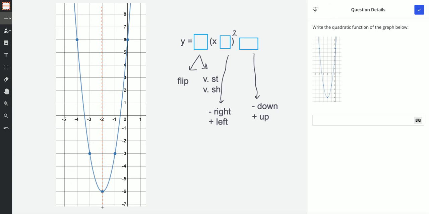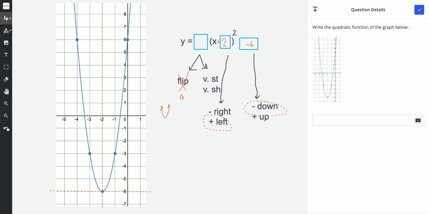So my axes is a vertical line at -2 and then a horizontal line at -6. So it appears that I went left and down. So then I would easily fill out, if I went left 2, that's a plus sign, so +2. And if I went down, that's a negative, so -6. So the last thing to find out is, did I flip? No, this isn't up. A flip would be going down, but I didn't do that.